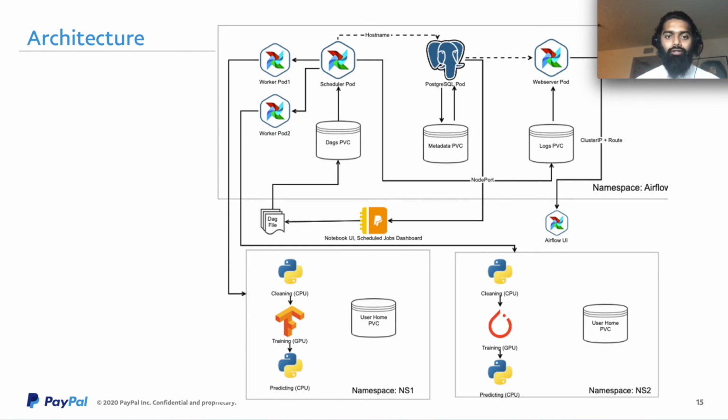When the user schedules a notebook, the DAG is written to the PVC that is attached to the scheduler pod. The scheduler pod launches the worker pod for each task. The task is executed by the Kubernetes operator that reads the notebook metadata and fetches the information about the image and the type of compute resources needed to execute the task. Once the execution is completed, the user gets notified about the status of the job.